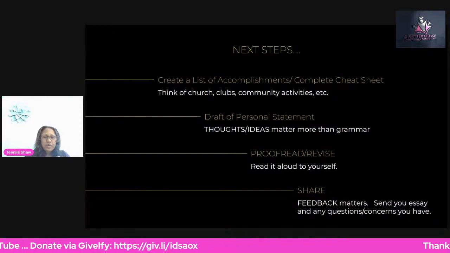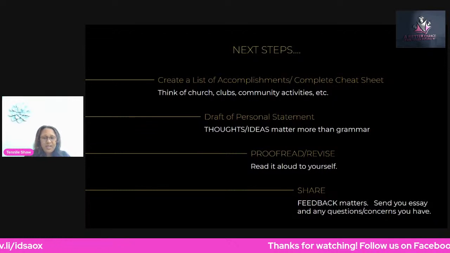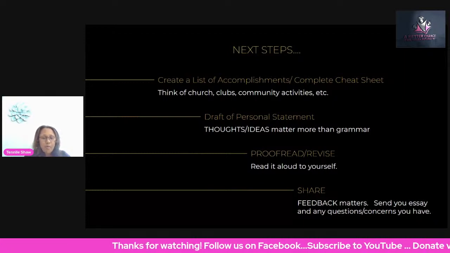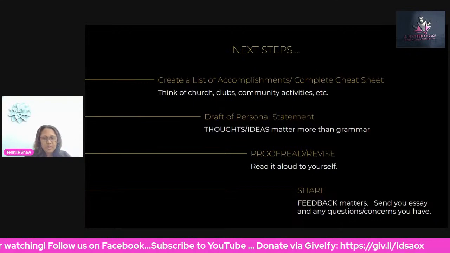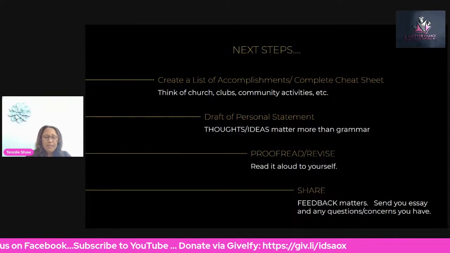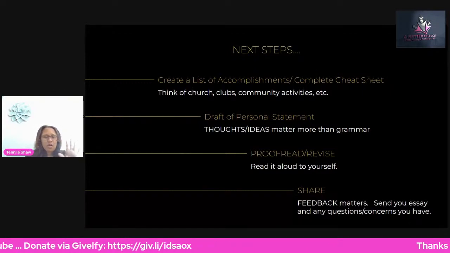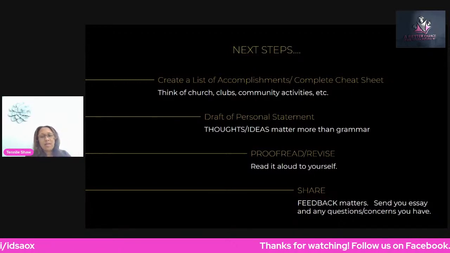Then your next step is going to be to draft the personal statement. Here, I want you to focus on the thoughts and ideas more than the grammar. Get your ideas down. Which points do you want to make sure that you drive home in your personal statement? When you come back to the step of proofreading and revising, then you can fix it. You can make the grammar work. But make sure that you get those thoughts written down.